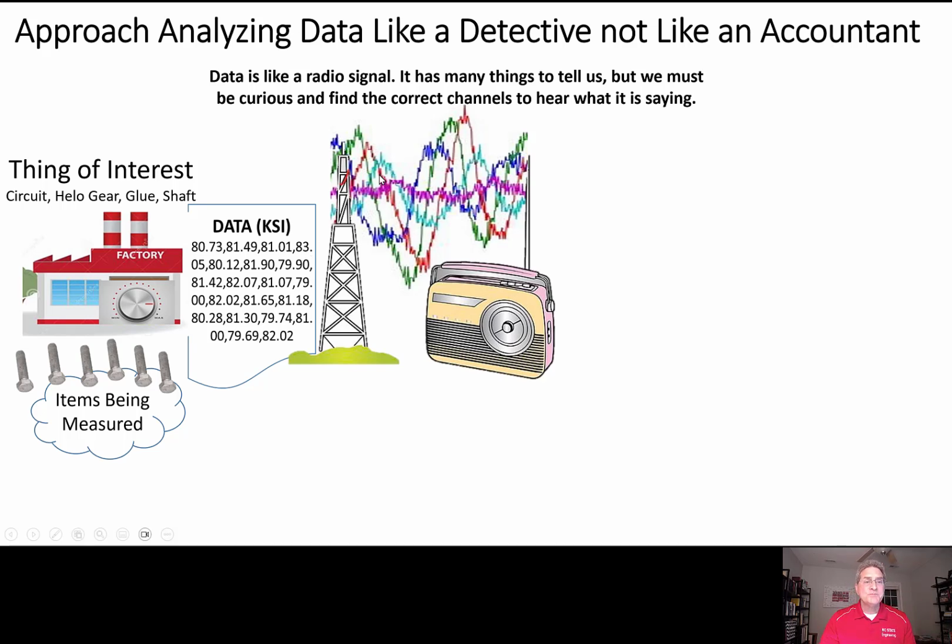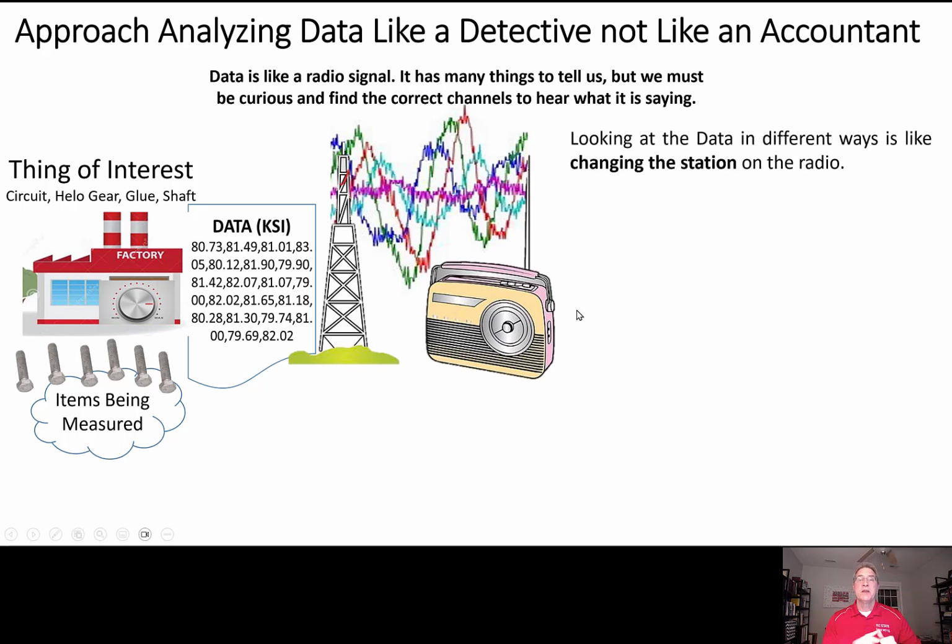Well, that data, it's like it's sending you all this information that it's trying to tell you. You've got to get on the right station. So looking at the data in different ways is like changing the radio station. You can graph it different ways. You can do different groupings of it. You're going to look at the data in different ways.